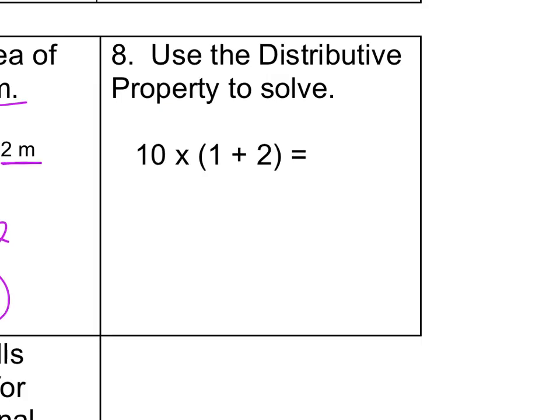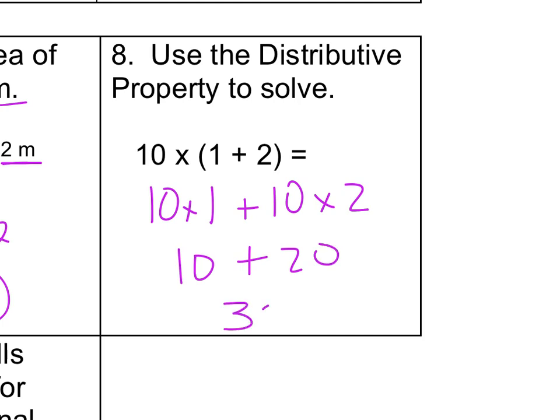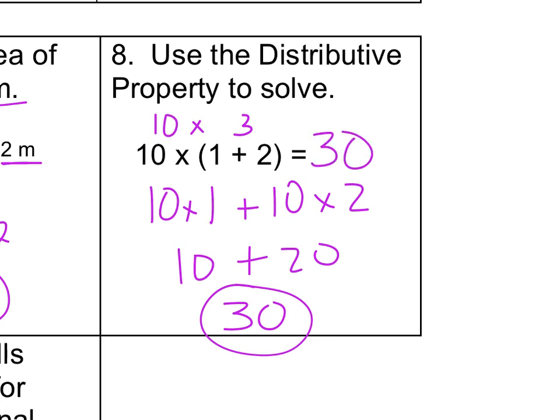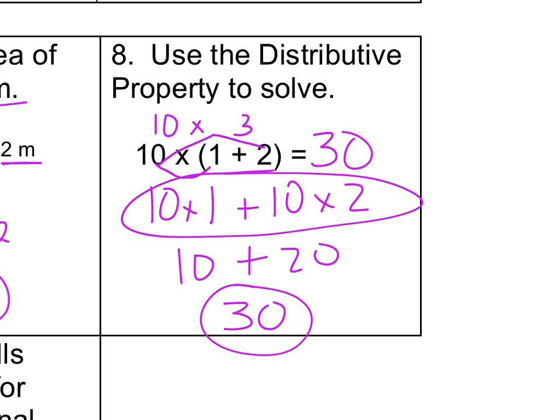The distributive property would have you writing 10 times 1 plus 10 times 2, which is going to be 10 plus 20, which is 30. Now, if you just do 1 plus 2 and get 3, and then multiply that by 10, you would also get 30. But this represents the distributive property because you're distributing the 10 times the 1 and the 10 times the 2, and then you're adding those together.